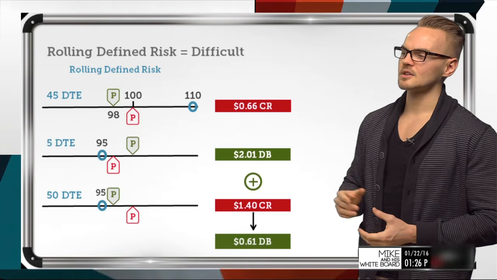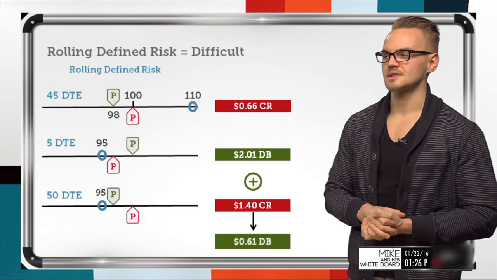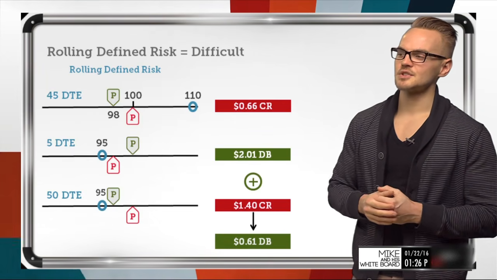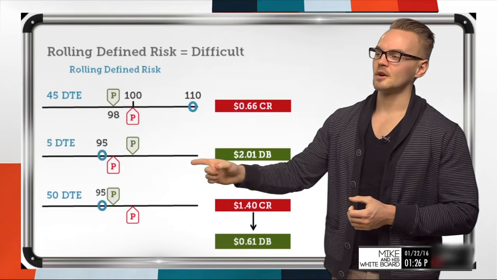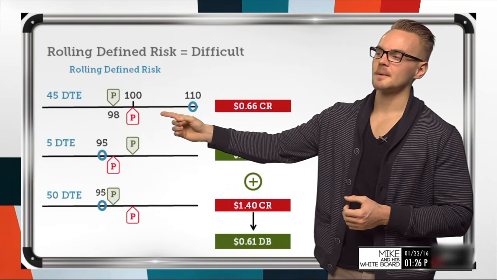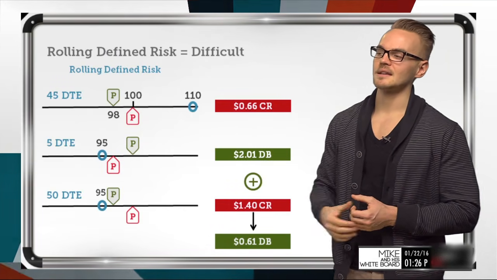But now let's take a look at what happens when I close the trade. So we can see that this trade is 2 points wide, and I know that because I sold the put at 100 and I bought the put at 98 there.